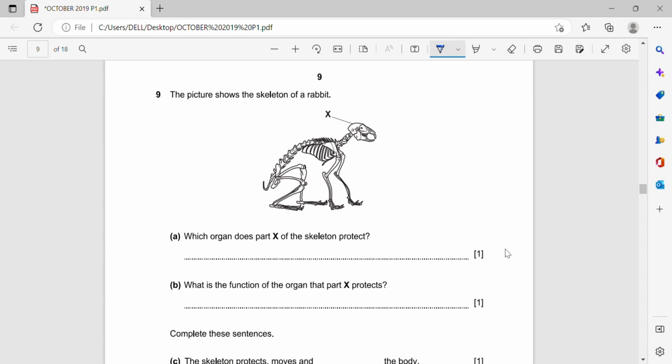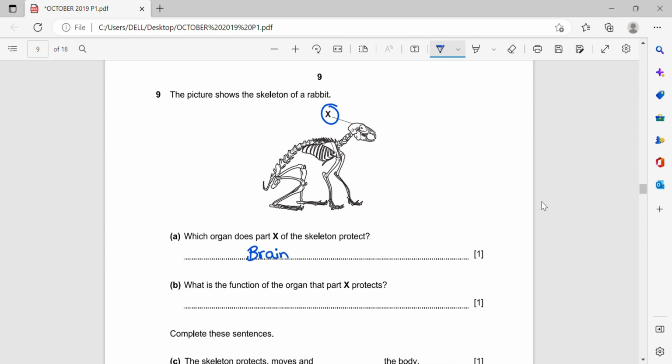Next question. The picture shows the skeleton of a rabbit. يبقى عندي the rabbit. Which organ does part X of the skeleton protect? عندي X دي part of the skeleton اللي هي ايه actually؟ اللي هي السكال. طب which organ does the skull protect? Great, the skull protects the brain.